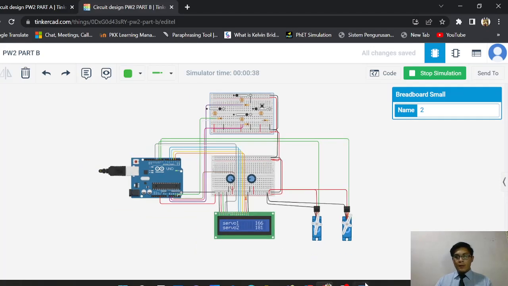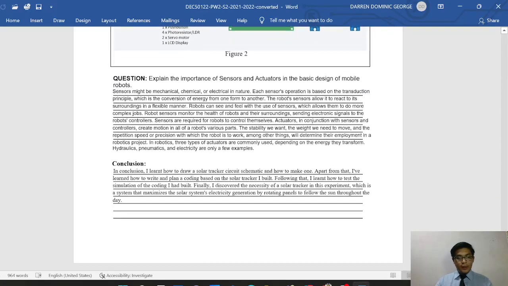And that's all. And the conclusion that I get in this lab is, in conclusion, I learned how to draw a solar tracker circuit schematic and how to make one. Apart from that, I have learned how to write and plan a coding based on the solar tracker I built. Following that, I learned how to test the simulation of the coding I had built.